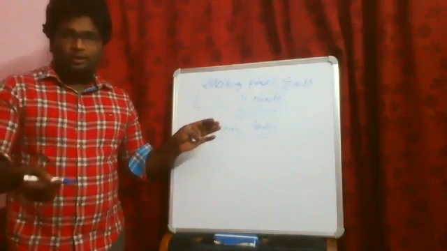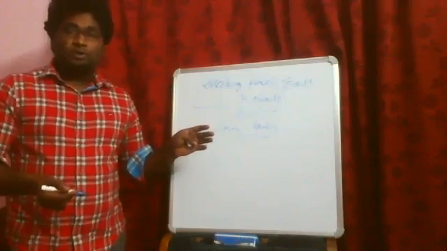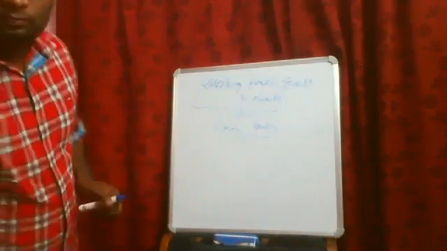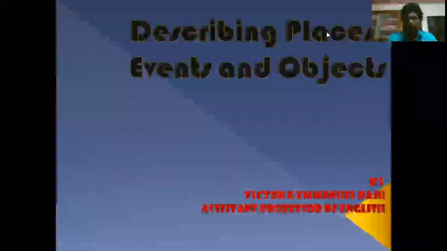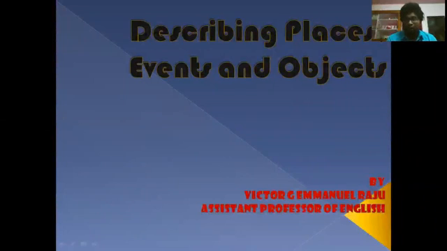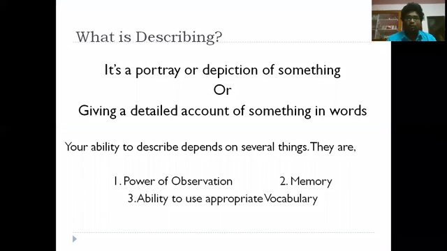And what are those things that we have to follow? Let's see how we're supposed to describe places, events, and objects. So as I told you the importance of this one, let's discuss more about what are the steps that we have to take when we are describing a place and the events and the objects. And see here, when we are describing, what does description mean?